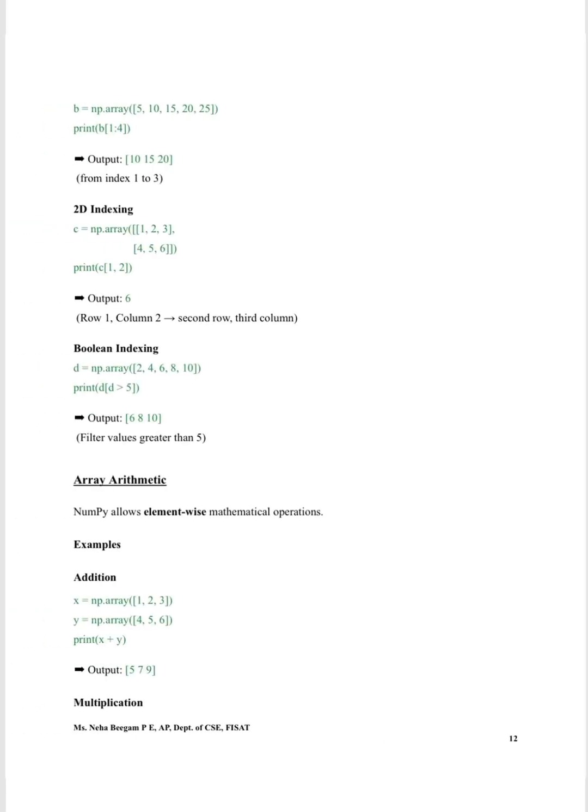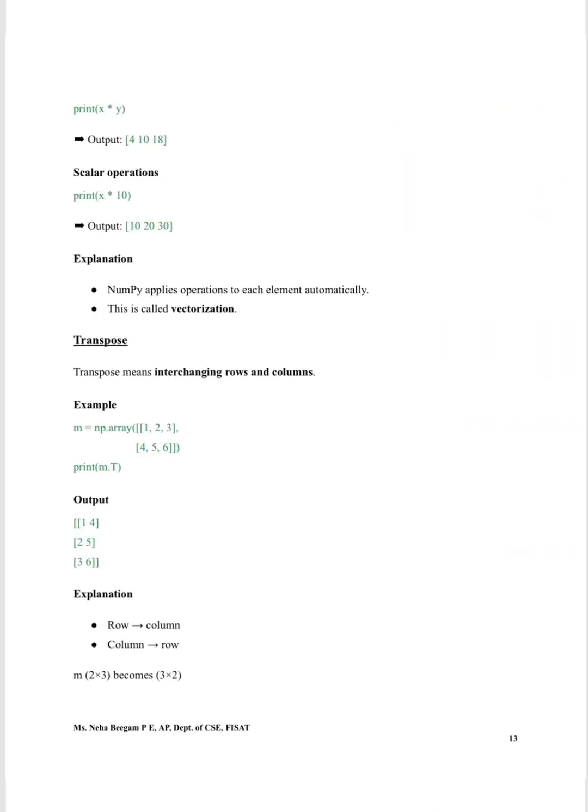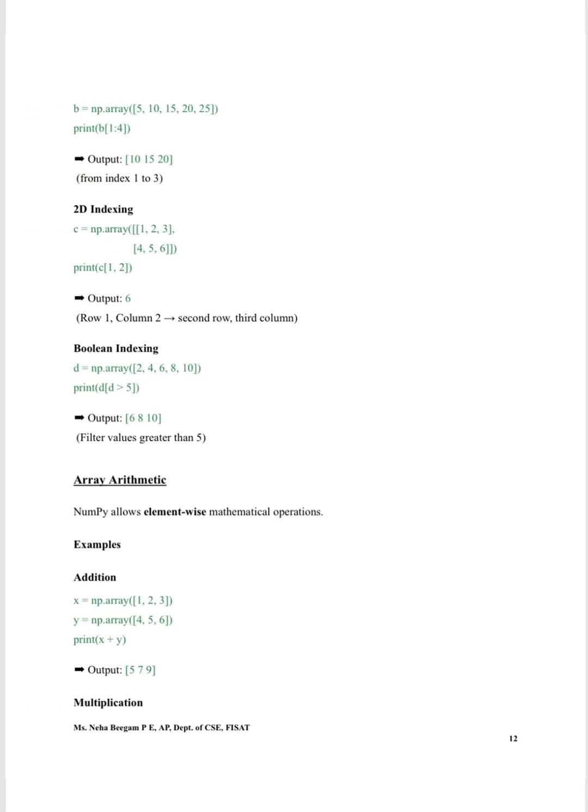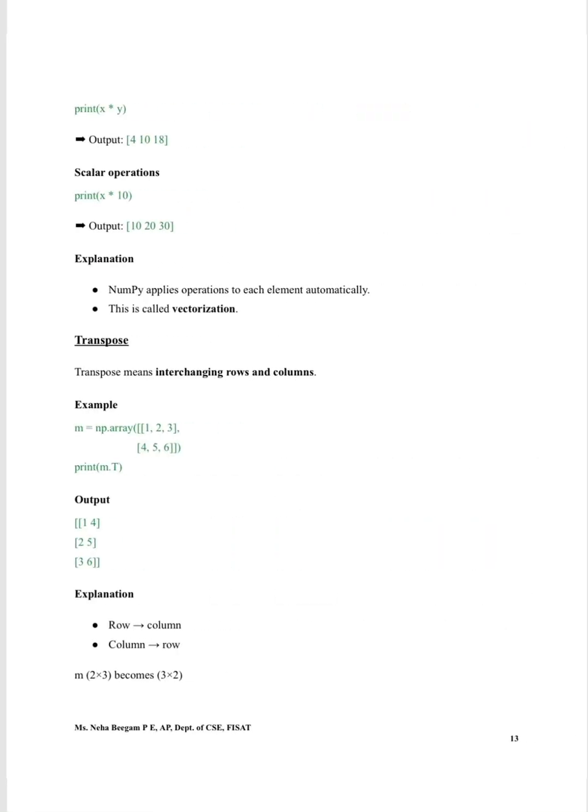In the first example, x and y are added. The output becomes 5 7 9. That means 1 and 4 are added, 2 and 5 are added, 3 and 6 are added. In the multiplication case, x is multiplied by y. Then the output becomes 1 multiplied by 4, 2 multiplied by 5, 3 multiplied by 6, that becomes 4, 10, 18.